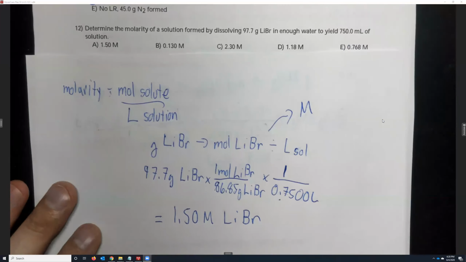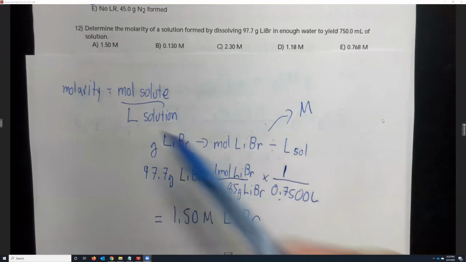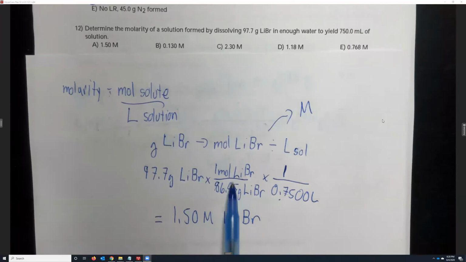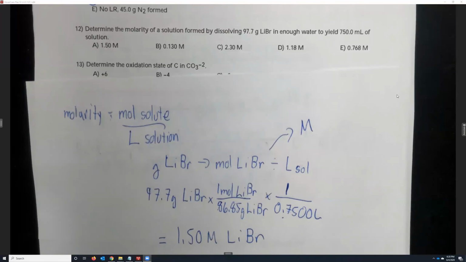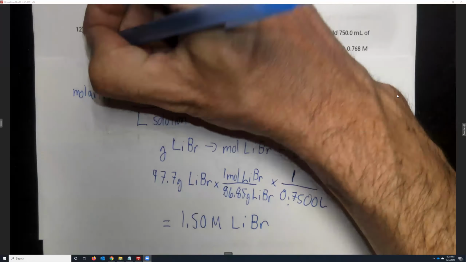When I do all that work, I find that this is 1.50 molar LiBr. Okay, if you prefer to find moles and then divide by liters, it's the same thing, right? I found moles and then I divided by liters. It's exactly the same thing. All right. Any questions on any of these? Oh, sorry, that's choice letter A.